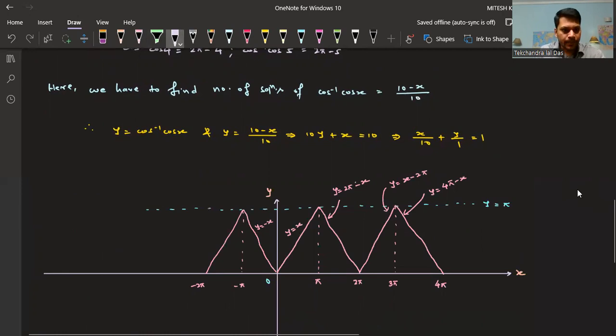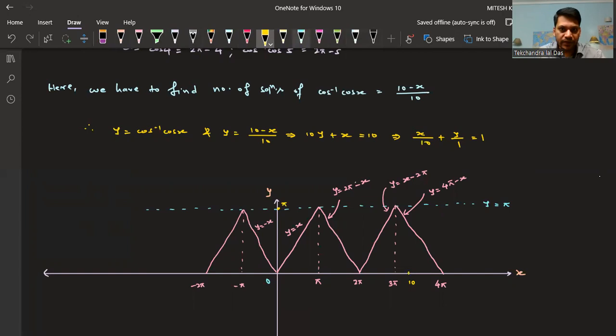Now see, we just need this 0 to 4 pi part. We don't need this part. Also, we need to draw the graph of this x by 10 plus y by 1 equal to 1. And for this part, just mark this 10. 10 is more than 3 pi, so 10 will lie somewhere here. Let's take this as 10, and 1 will lie somewhere here on y-axis. This is pi. So let's draw the graph here.